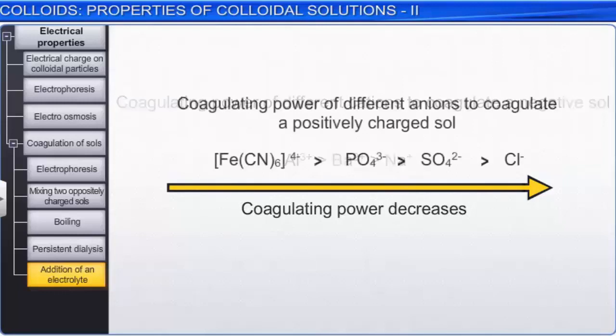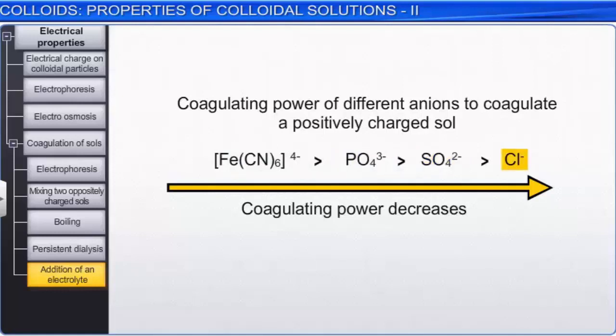Similarly, the coagulating power of different anions to coagulate a positively charged sol decreases in the order [Fe(CN)6]4- > PO4 3- > SO4 2- > Cl-.